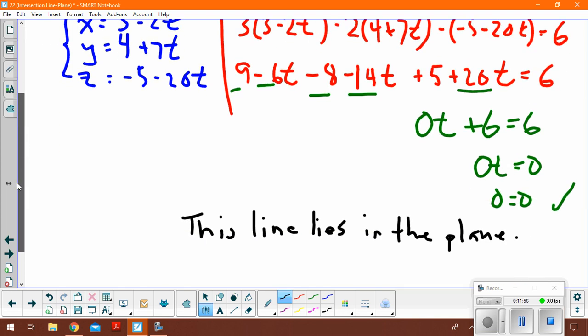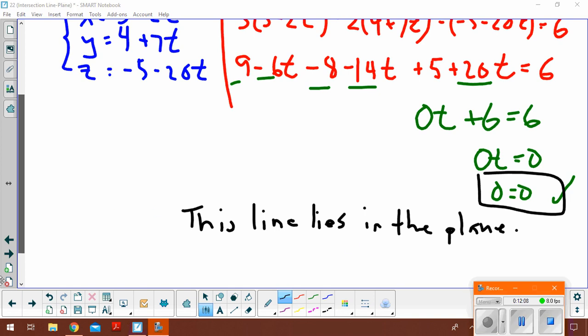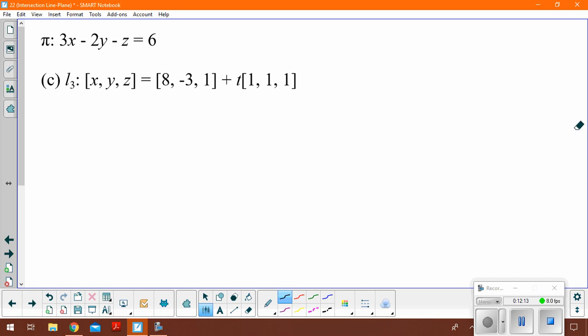Okay, so that's the sign, right? I got the 0 equals 0, which is always true, which means it didn't matter what value of t I got, it would work. And that means that the entire line is in the plane. Okay, next one. So here's another line, and we'll run through that process one more time.